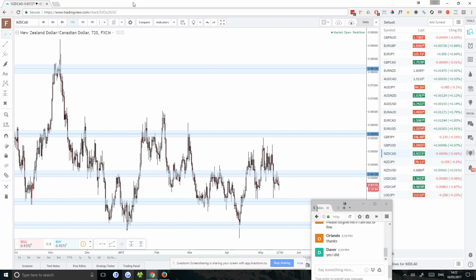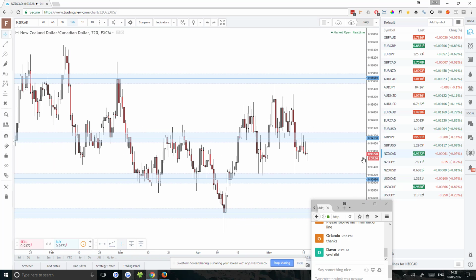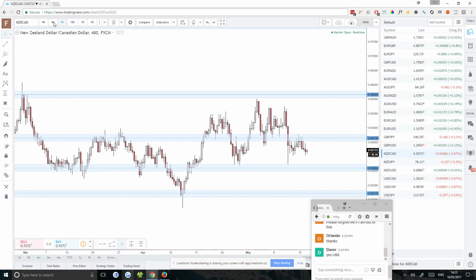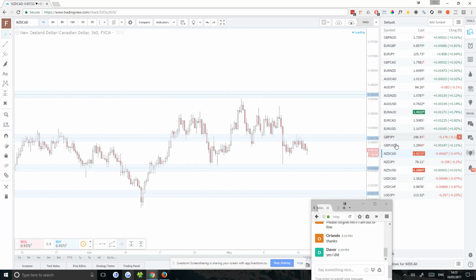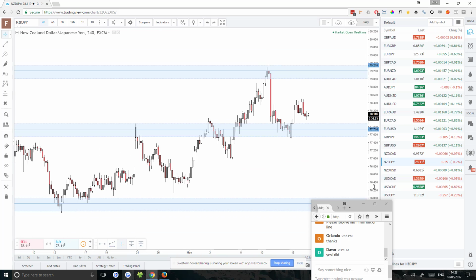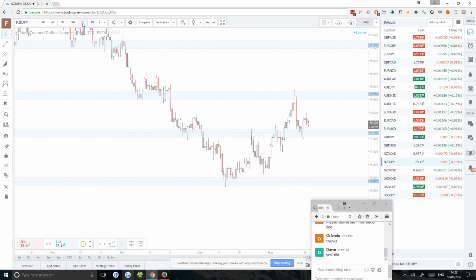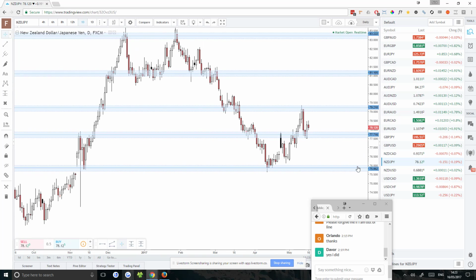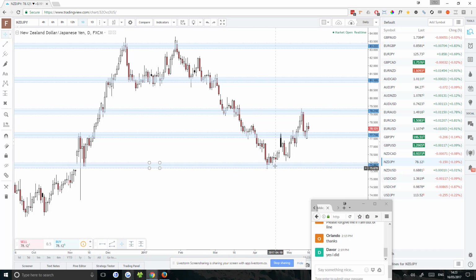So New Zealand CAD, what's going on with New Zealand CAD? It is in between two support resistance areas. Nothing much. New Zealand JPY. I'd say that the bearish trend is broken on New Zealand JPY.